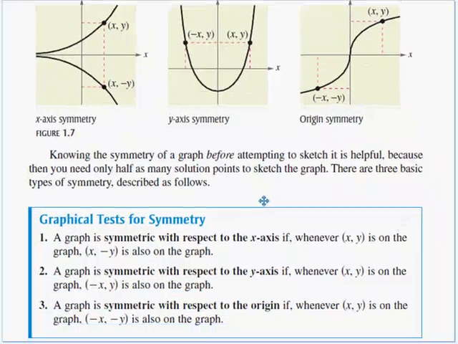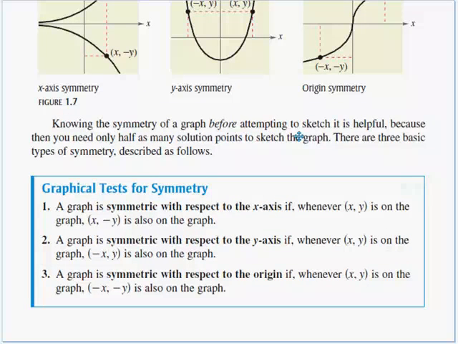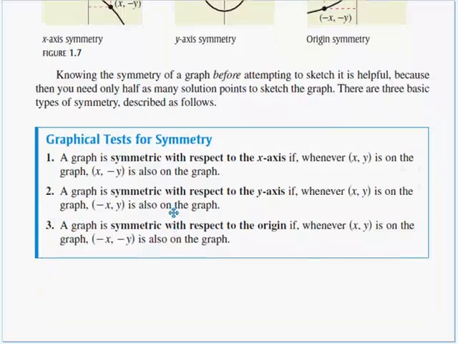And why is this important? Well, if we know the symmetry of a graph before we attempt to sketch it, it's helpful because we might only need half as many solution points to actually make a sketch of the graph.